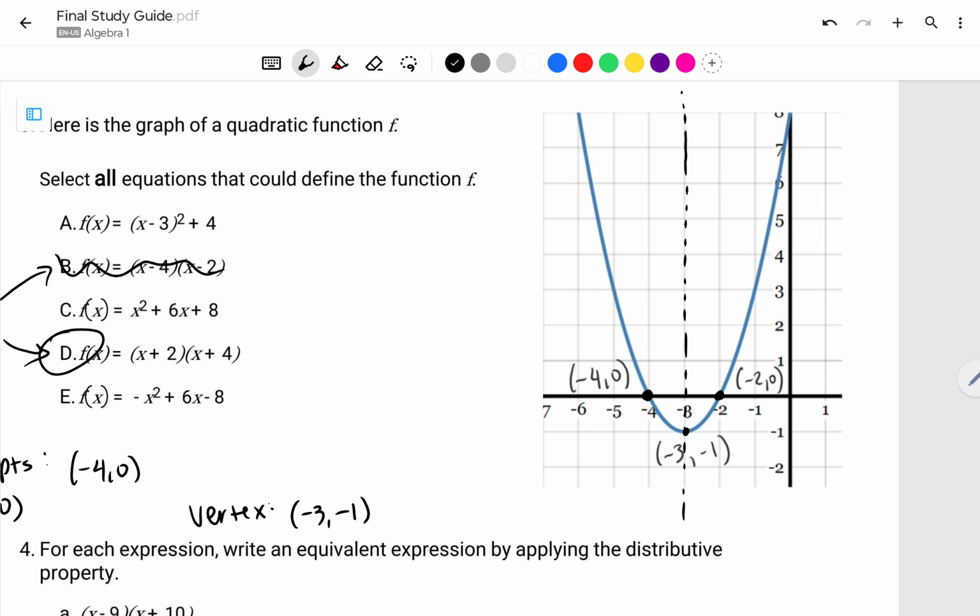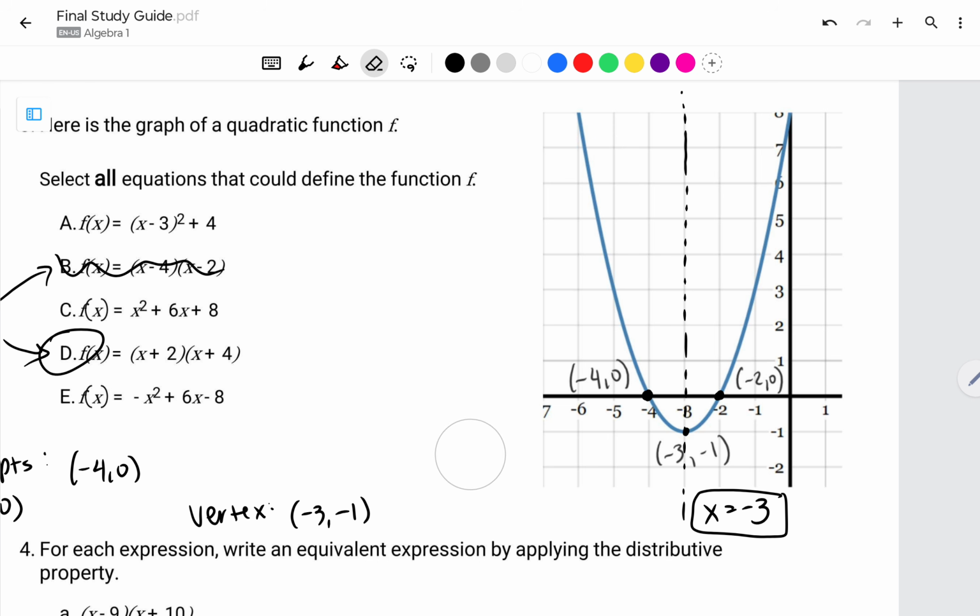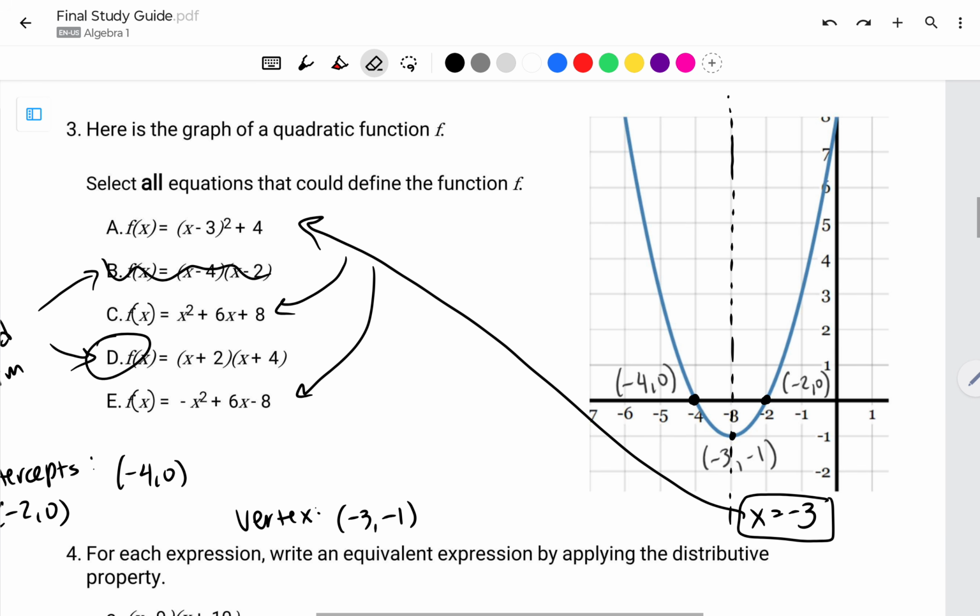Right? Where is the axis of symmetry? Yeah, -3. Okay, so I know if I plug in -3 to each of these, I wonder if I'm going to get -1 as my vertex. So let's try it out.